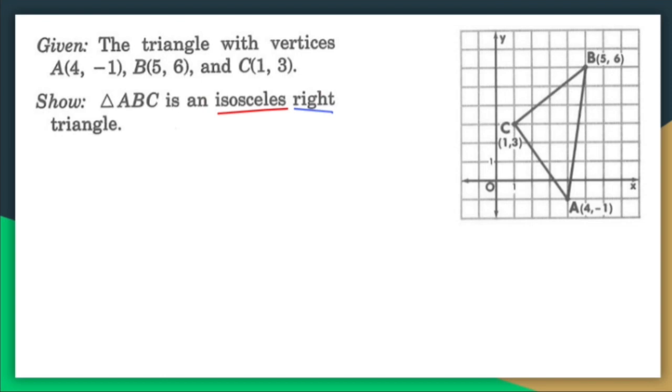It's not a 2-column proof. It's not a flow proof or an indirect proof. I am basically using the information that I have to prove what I need to prove. So it's not going to look like the regular proofs that you're used to doing.